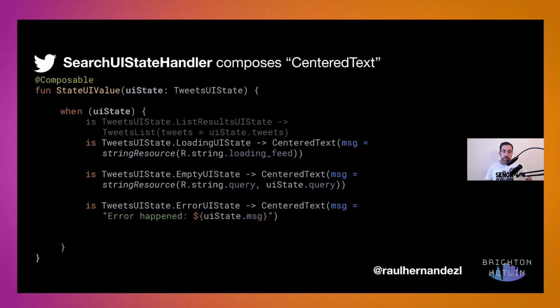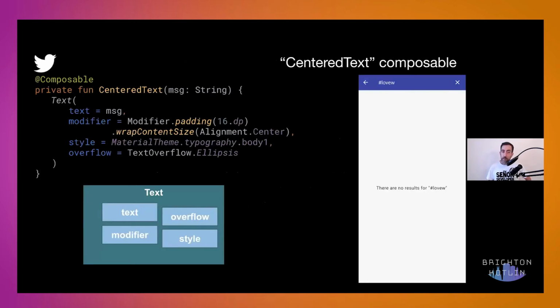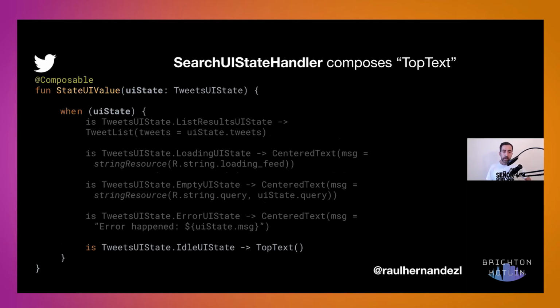Now, for processing the rest of the items, I extracted the strings from the file of different strings, and I rendered the same with the same component that I used, center text, for the error and also for the empty UI state. Right, so this element can be reused very easily, and it's as simple as just having a text message and modifying it with the padding, the style of it, and the overflow. You want to have an ellipsis or something like that. Then for the latest item, it's exactly the same. So the other UI state is basically a top text.